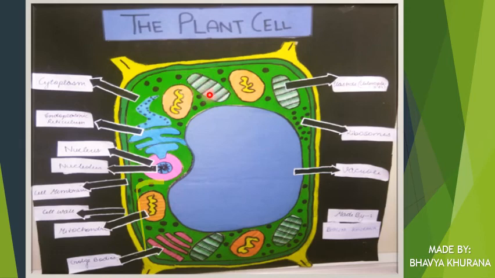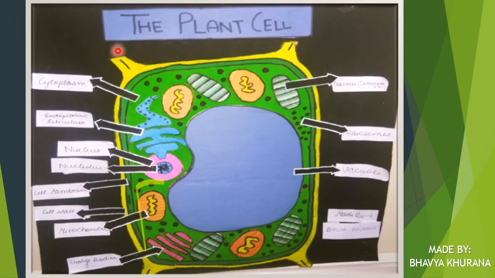The plastids are present only and only in plant cells. There are three types of plastids. The most important and abundant plastid in a plant cell is the chloroplast, which helps in photosynthesis. It stores a pigment called chlorophyll which traps the sun's energy and helps in photosynthesis.